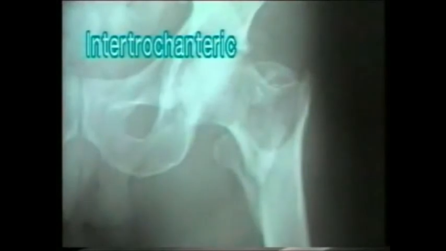This is another intertrochanteric fracture of the neck of the femur. It is comminuted. This is a spiral fracture of the shaft of the femur in upper third. This is a fracture of the patella with widely separated lower pole.